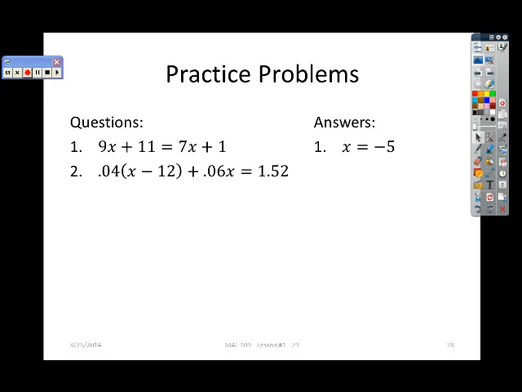A problem like this, you can actually get rid of the decimals. You could come through and multiply the whole thing by 100, and then you'd be working with whole numbers. Now, if you're using your calculator, you can probably even do better than that. But this should not throw you when you see a problem like that.